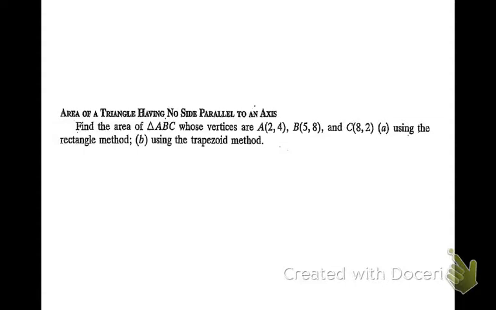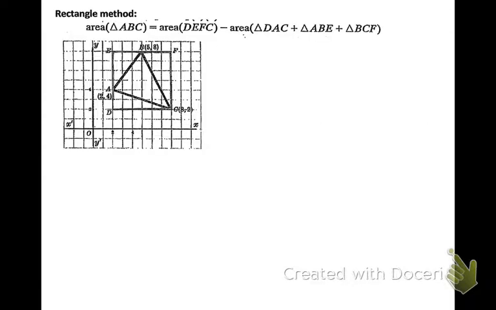So we have to find the area of the triangle with the given vertices using the rectangle method and using the trapezoid method. Let's do the rectangle method first. So with the rectangle method, we're going to take the area of ABC, we're going to take the area of the rectangle DEFC, and we're going to subtract the area of these three triangles. From the rectangle, we subtract their area. So we have to find some different areas.